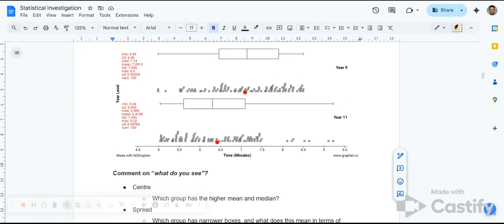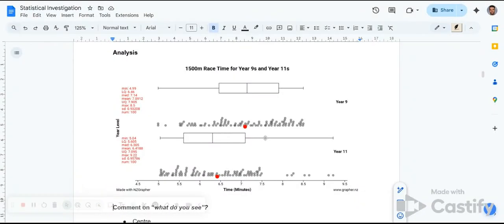Which group has a higher mean and median? So our center are our averages, our means and our medians. And the median is the middle vertical line in each box, and the mean is the red dot. I've also got the exact numbers, but I'm going to save them till later to look at.